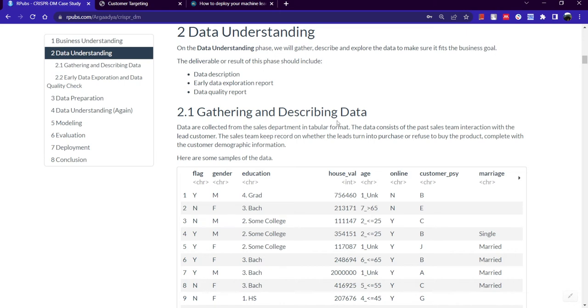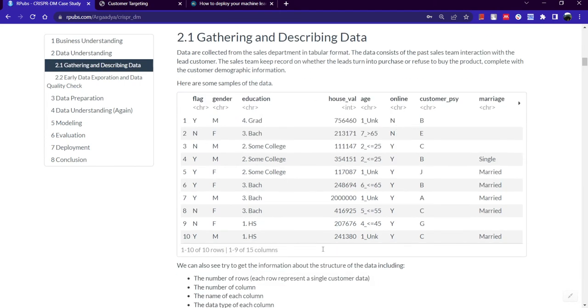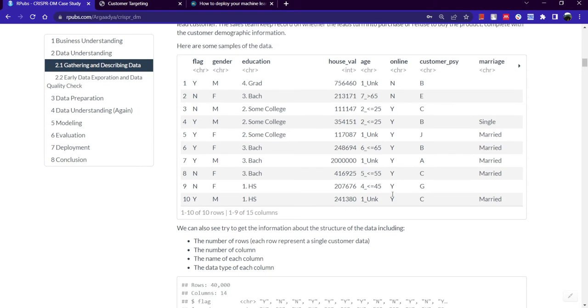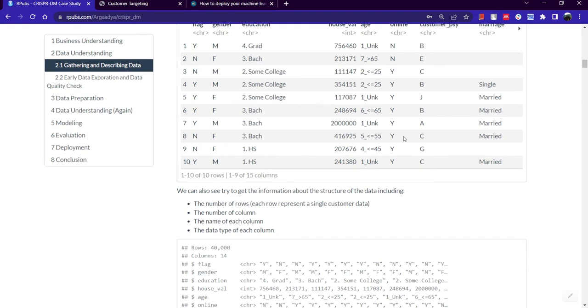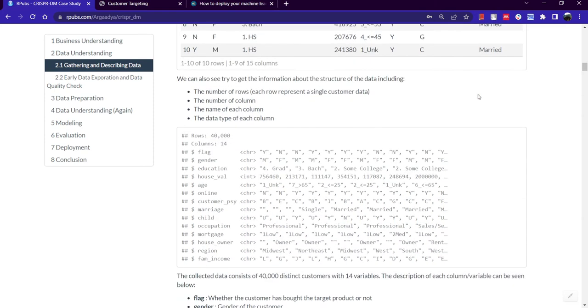So we start with gathering and describing data. Here they have already obtained the data from the sales department. Here is the data, and they're going to describe it. They can look at what kind of data they have, how many entries they got, how many factors or columns, and so on. Then what do these columns contain? Here we can take a glimpse. For example, you can check the first 5 or 10 rows of the data set to see what type of data you have and how it looks.